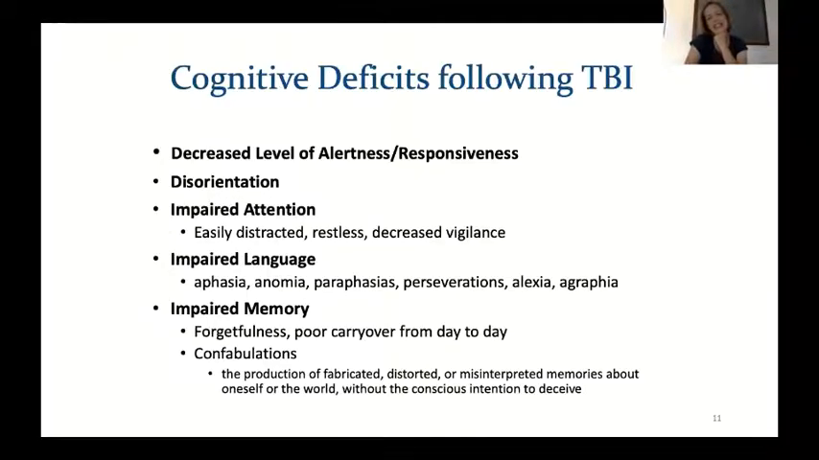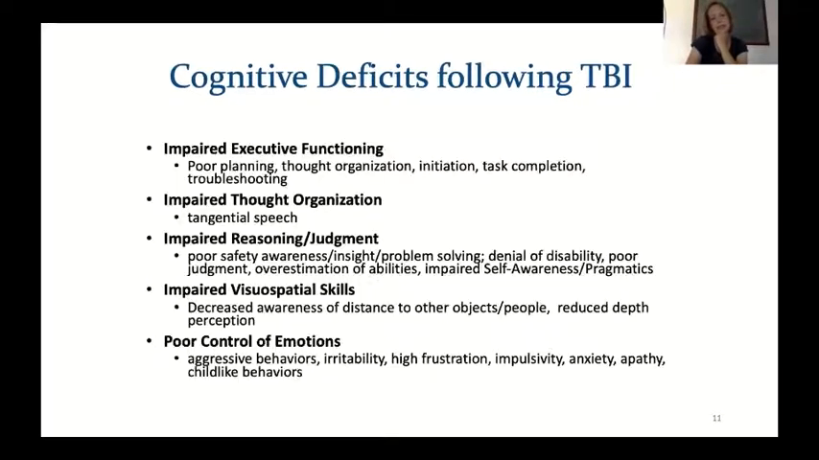All right, so I'm going to skim through a lot of this. You can read over it on your own later. There are lots of cognitive deficits following traumatic brain injuries: attention, alertness, memory, executive functioning, thought organization, judgment and reasoning, and poor insight into their deficits.